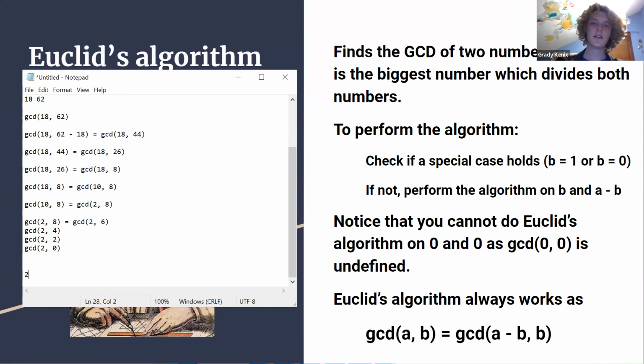And the GCD of 18 and 62 happens to be 2. And I claim that you can try as hard as you would like, but you will not be finding a larger number than 2 that divides both of those numbers. So yeah, you guys are catching on very well. Looks like you understand your stuff.